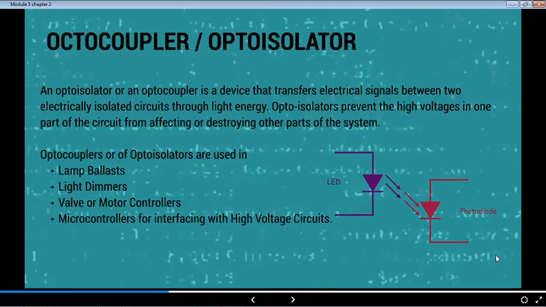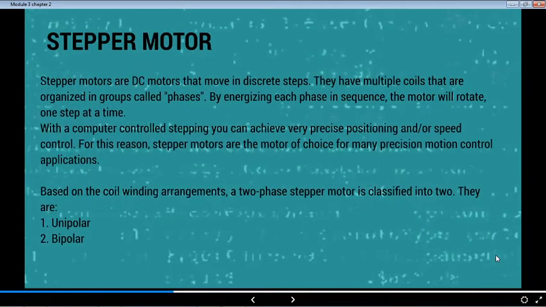Optocouplers or opto-isolators are used in lamp ballasts, light dimmers, valve or motor controllers, and microcontrollers for interfacing with high voltage circuits. Now let us go to the stepper motor.